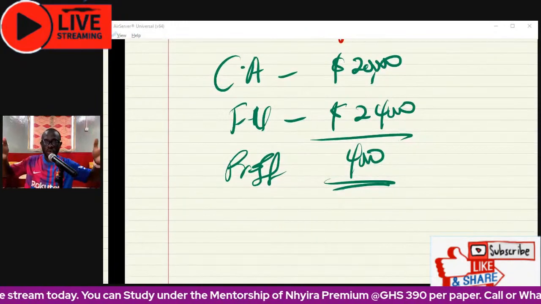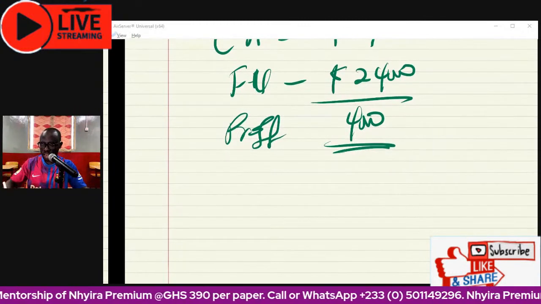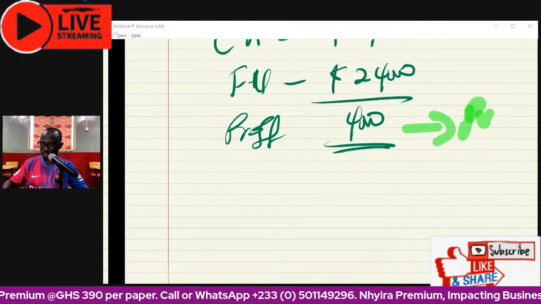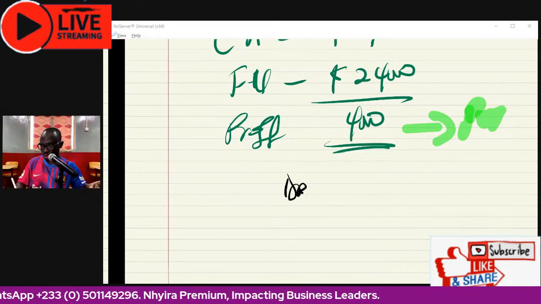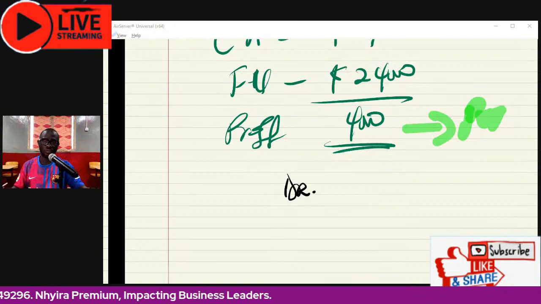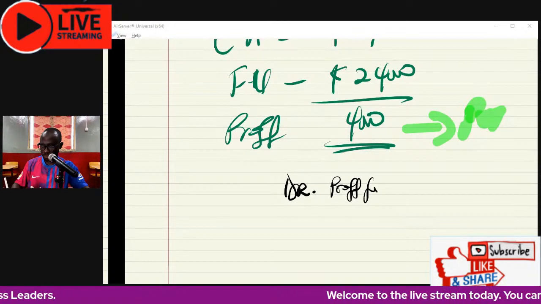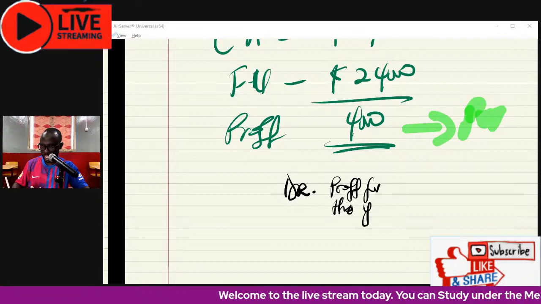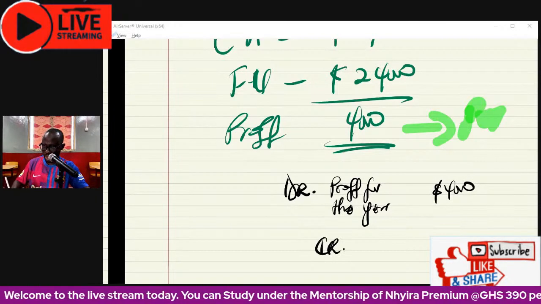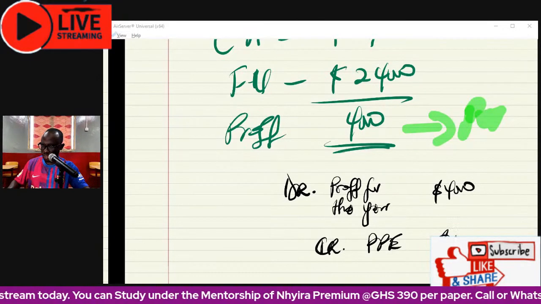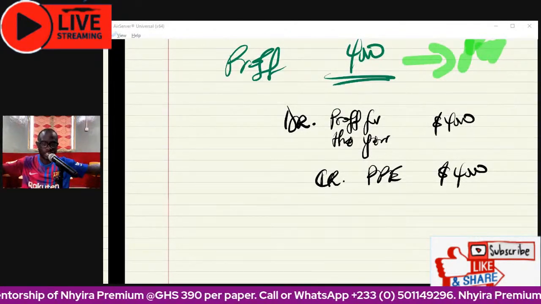On the group level, you can't make a profit like that because the asset is still in the group. So that 4,000 becomes the provision for realized profit. Who is selling here? It is the subsidiary. So we debit the subsidiary's profit for the year. We deduct it from the profit for the year of the subsidiary, since the subsidiary is the one selling. But you still got to credit property, plant, and equipment on the face of the consolidated statement of financial position because the asset is being overstated.